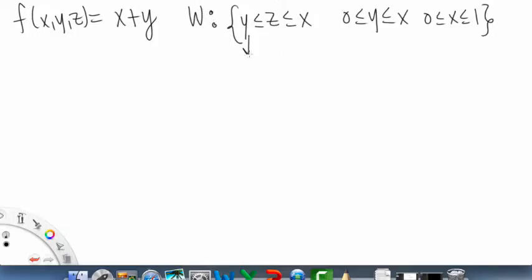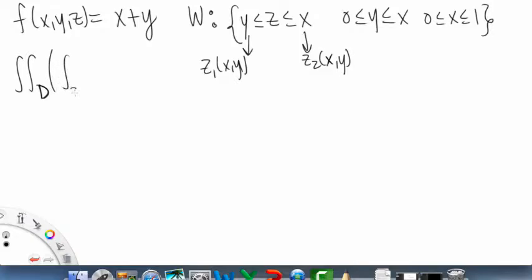Okay, so we can consider y being our z1 of x, y, and then x is like our z2 of x, y. Okay, so we have all of our bounds and our function as well, so we can just plug it in at this point. Actually, what I'm going to do is write it this way, kind of broken up to begin with, just to show you the process again.